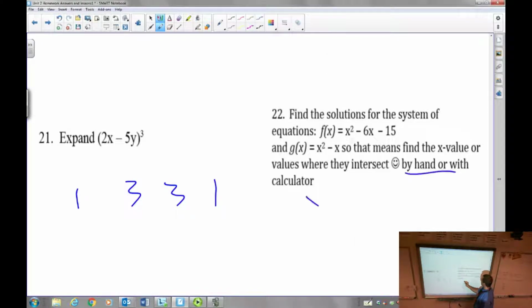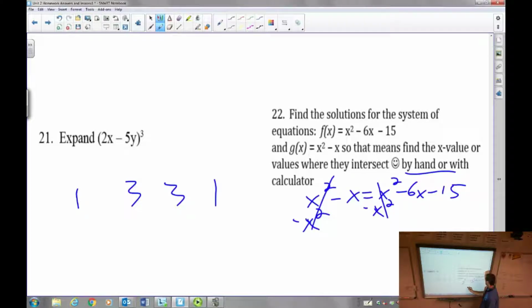You can set them equal to each other. x squared minus x equals x squared minus 6x minus 15. And then we can subtract x squared from both sides, so they cancel out. Move the 6x to the other side. 6x minus 1x is just 5x. 5x equals, bring down the negative 15. And then divide by 5. That wasn't too bad, actually. So x equals negative 3.